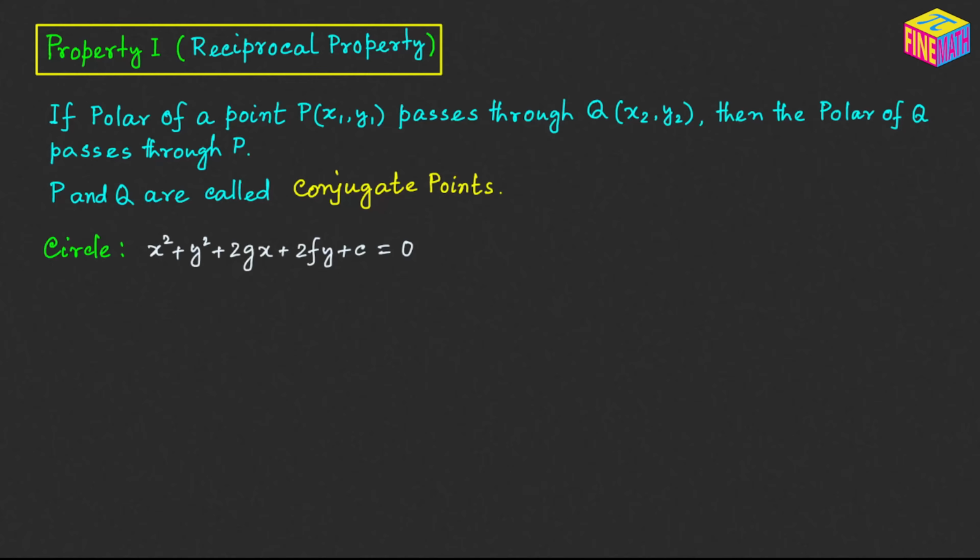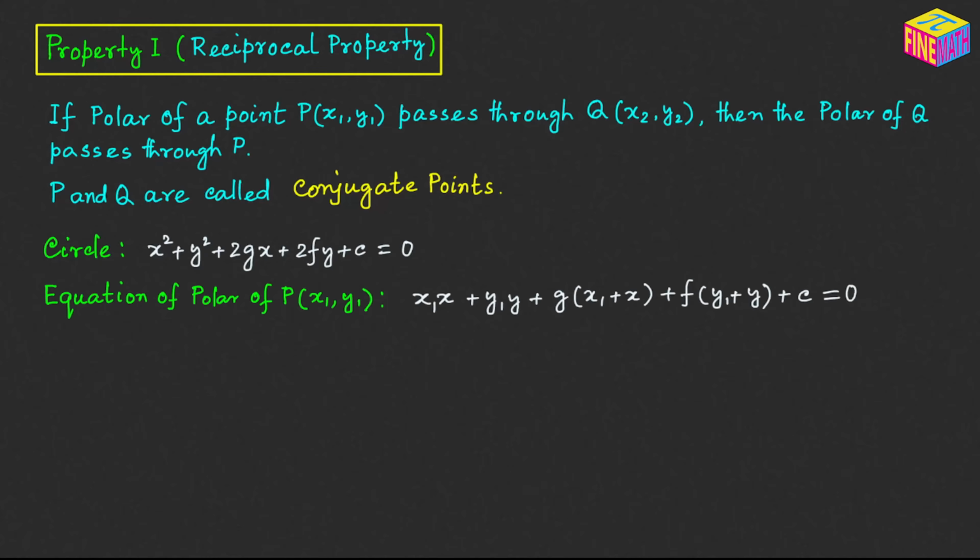Let's suppose the equation of the given circle is like this. I am taking the general equation. Now if P's coordinates are x sub 1 comma y sub 1, then the equation of the polar of P would be like this. We just saw the derivation at the beginning of this video. So this is the equation of the polar of P with respect to this given circle. And if we assume that the polar of P passes through the point Q, then Q's coordinates should satisfy this particular equation. And if we satisfy this equation with Q's coordinates, then it's going to look like this.